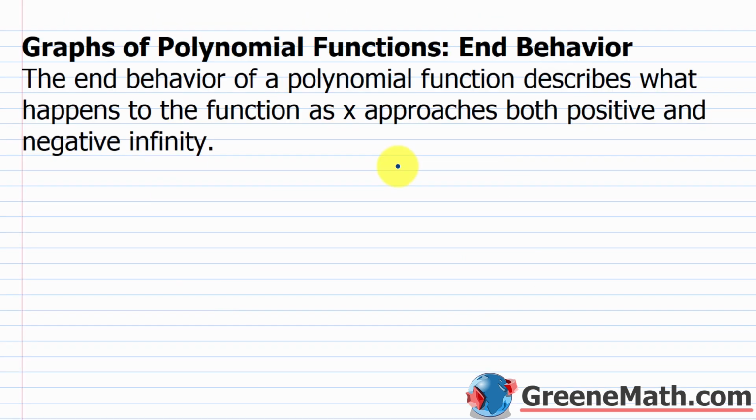All right, let's talk a little bit about the graphs of polynomial functions and something known as the end behavior. The end behavior of a polynomial function describes what happens to the function as x approaches both positive and negative infinity. You might hear this in your book as x increases without bound, that just means approaches positive infinity, or decreases without bound, that means x approaches negative infinity. Now the notation for that, this is x increases without bound, or x approaches positive infinity. And then this one right here, this is x decreases without bound, so x approaches negative infinity.